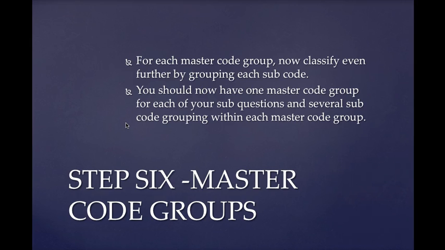If you're really good at using the computer, you can do them both simultaneously. As you're pulling out all the greens, you actually have the subcode note on your document, and you're putting it in the right one. That's the easiest way to do it. So you have the master code, and then you have the subcodes. You pull the information, you plug it into the right one. That just saves a step. So you should now have one master code group for each of your sub-questions and several subgroup code groupings within each master code group.